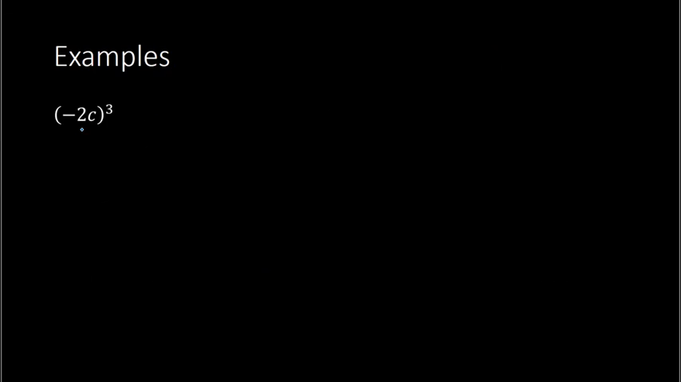So here we see negative 2c to the third power. This one we take negative 2 to the third power and then c to the third power. Negative 2 to the third power would be negative 2 times negative 2 times negative 2, which would be negative 8. And then we have c cubed over here.